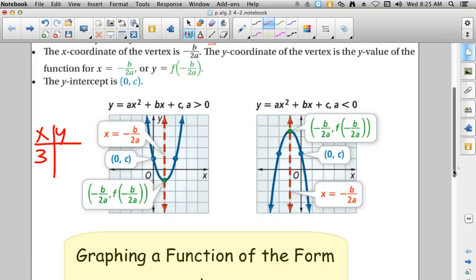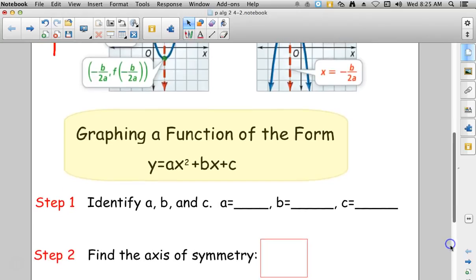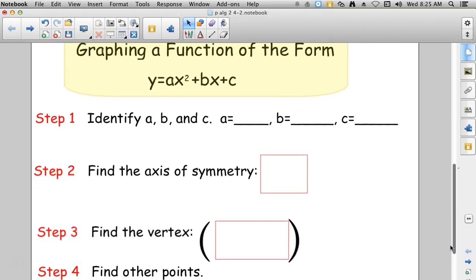Same type of situation over here, except we're looking at a downward opening parabola, but the process is the same. We use that negative b over 2a to figure out where's the axis of symmetry, where is my x coordinate of the vertex, put it back in the formula, get y, and then use (0, c). Again, you may have to put one more point into that formula in order to see exactly how all of this works.